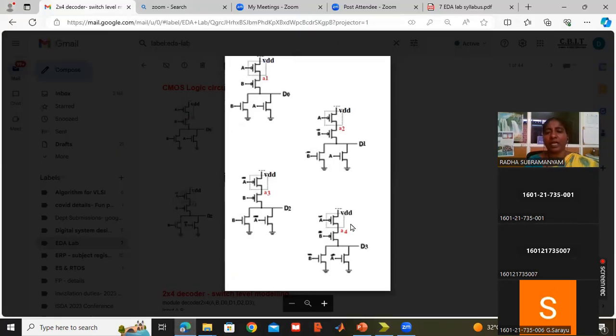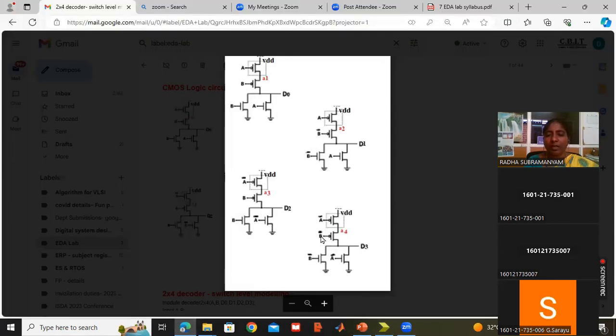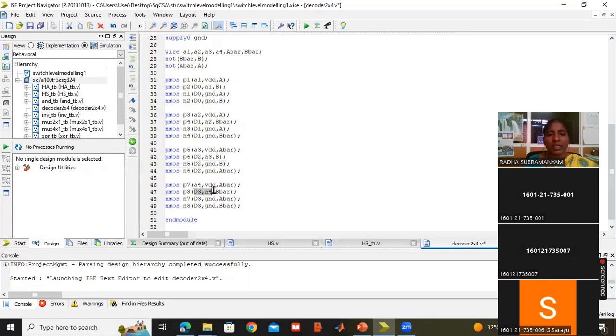Next, the last one. For PMOS, VDD and A bar are the inputs, output is A4. The next PMOS has B bar and A4 as inputs, and the output is D3.